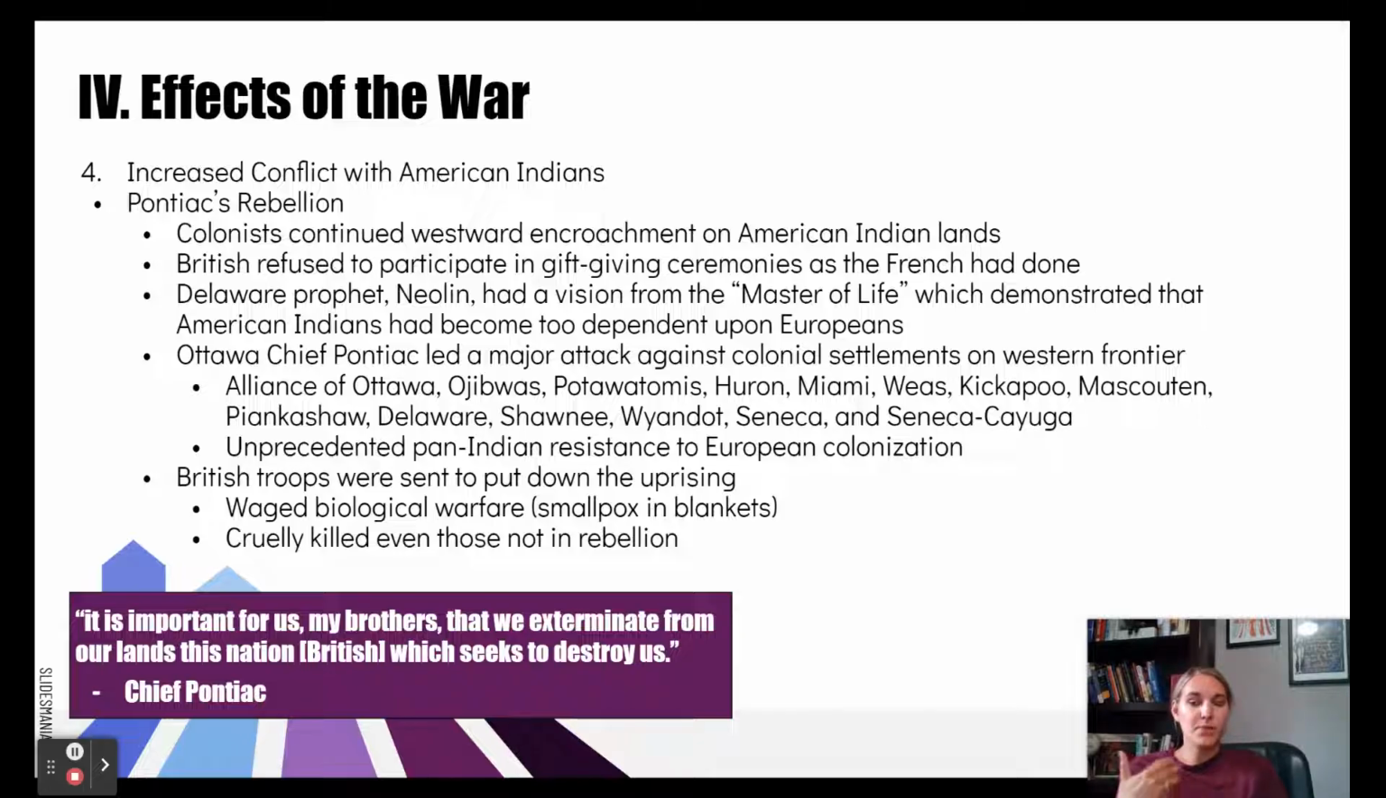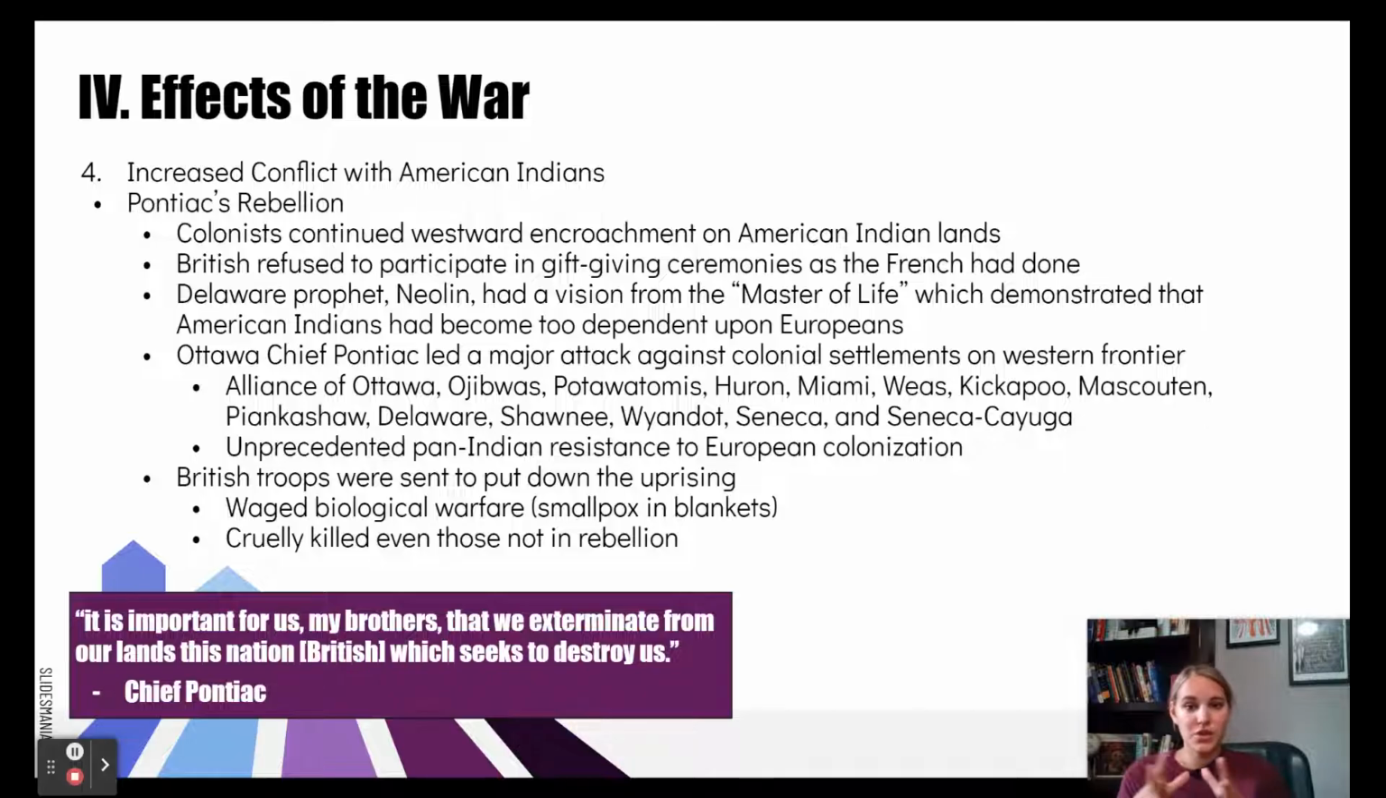The French used to partake in their gift-giving ceremonies before trade would occur, and the British refused to do this. The British colonists are now encroaching on lands that have been controlled by American Indians. And so Ottawa Chief Pontiac leads this massive rebellion against the British colonists.